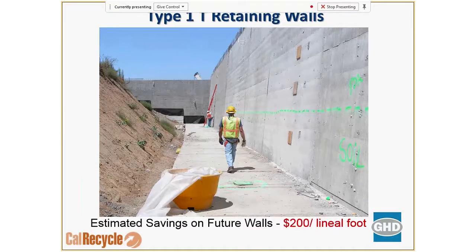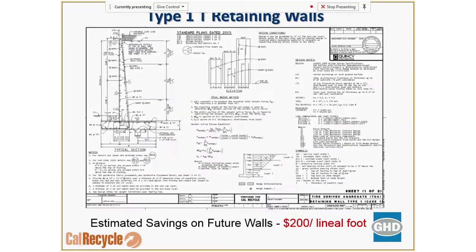And then we've done calculations to understand the cost savings. You get about $200 a linear foot when you're talking about these types of walls where you're expanding a highway and you're trying to gain a lane or something. There it is, just a snapshot. If you want it, of course, just contact us and we'll send you the PDF.